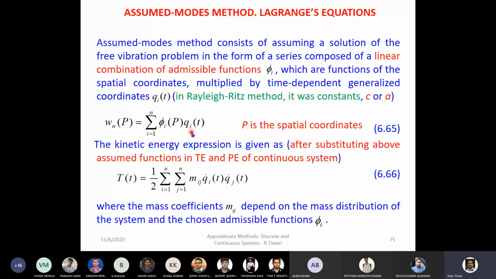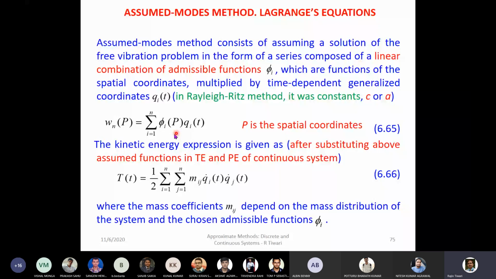In the Rayleigh-Ritz method, generally we used to multiply this function with a constant, but in the assumed mode method, the main difference is that we multiply this admissible function by a time-dependent generalized coordinate. So here there is no requirement of the comparison function to start with. In the previous lectures, we have seen how we could convert the continuous system to a discrete system, especially when we talk about energy.